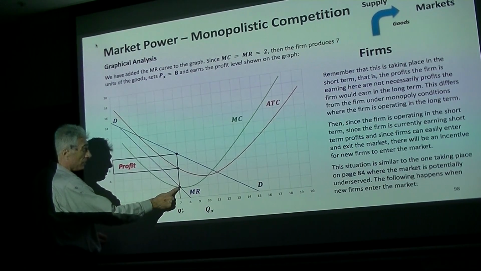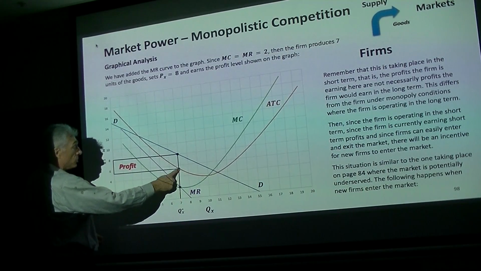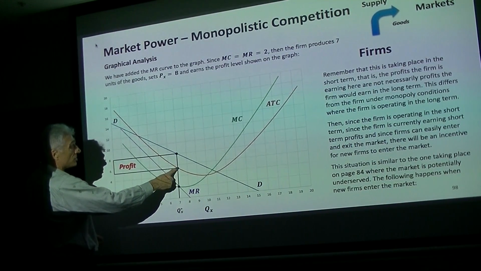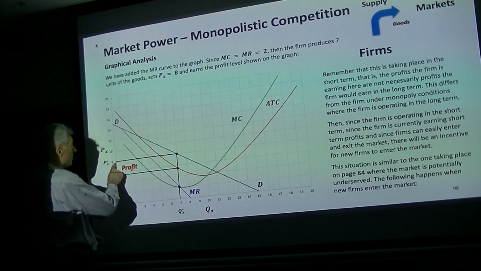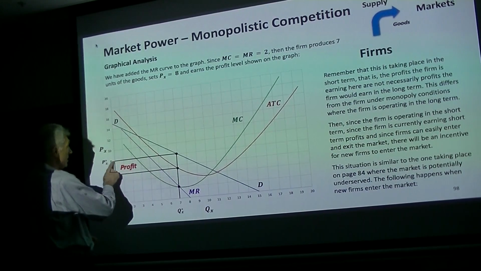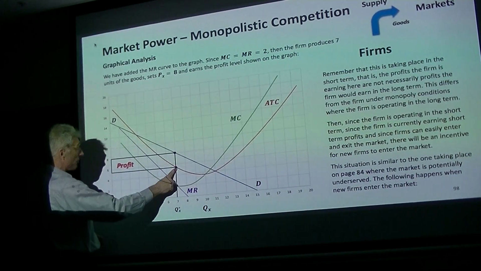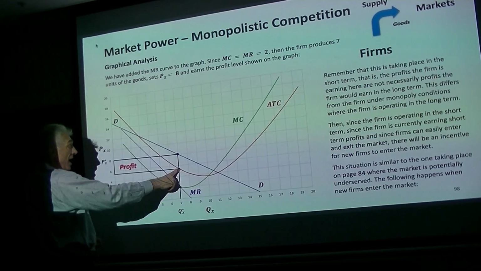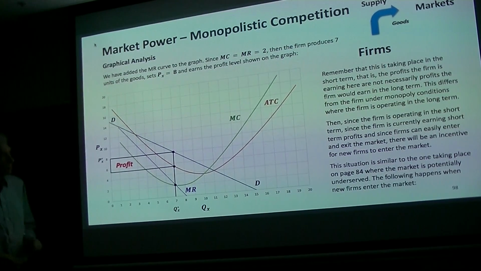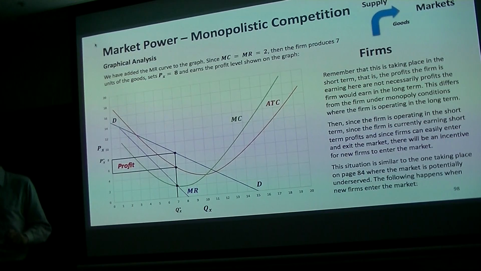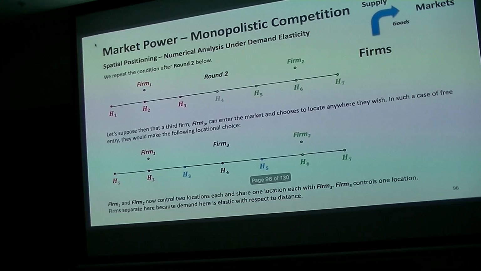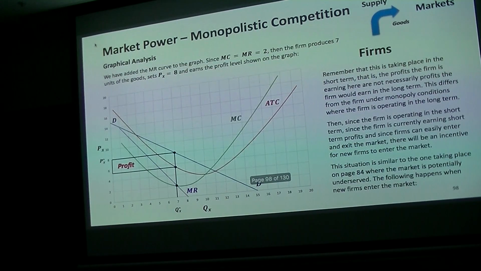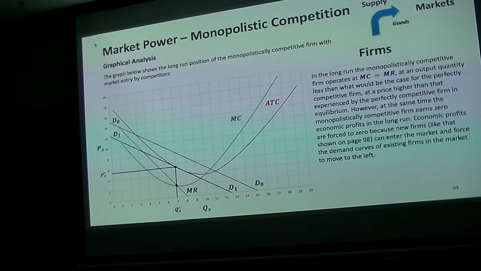That would be here at 7 units, so the output is 7 and a market price of just about 8. So there's a market price of 8, average total cost of about 5.5, and that's profit. So as I say, that might be the situation being experienced there, and some firm comes into the market and squeezes those profits.